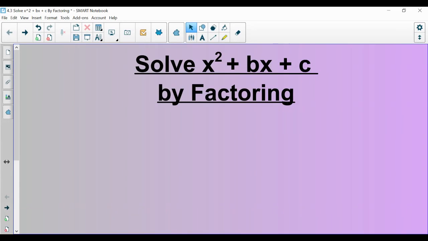Hello, Algebra 2 students. This is an essential lecture on section 4.3, which is factoring when it looks like x squared plus bx plus c. The methods that we will be discussing today only work when there is no number in front of the x squared. If there is any number here other than 1, then you're going to have to use an additional or a different method.